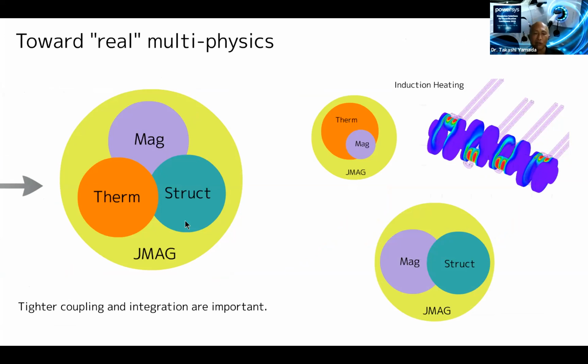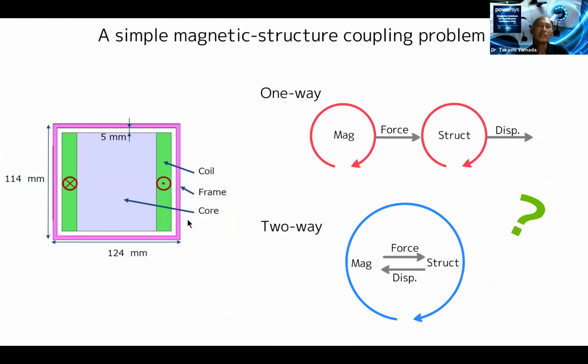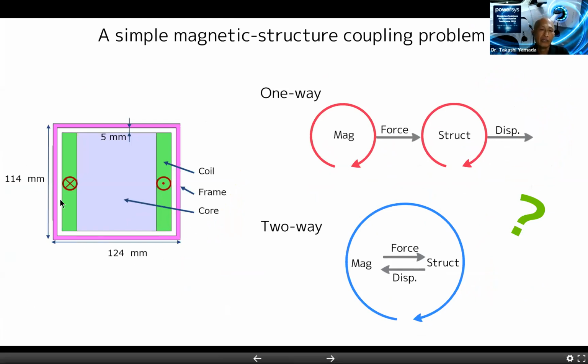It probably sounds very simple. You probably wonder what the problem is. Okay, this one. We took this very simple problem. This electromagnet is the core and the magnet, and it's surrounded by a steel frame, a very simple one. Then we try to solve the vibration around here.